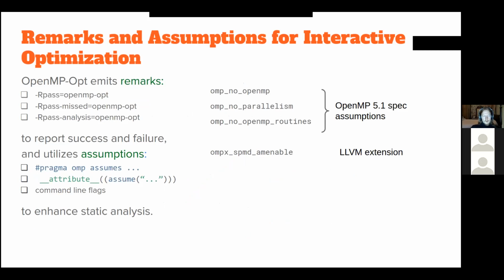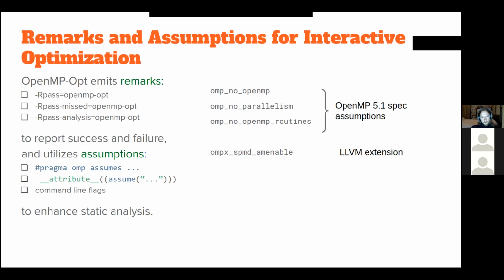For all of these optimizations, we wanted to provide the user with extra information using remarks that Clang provides. These remarks can indicate to users which optimizations succeeded, and if they failed, they can tell the user what they can do to assist the optimization, or the reasons it failed. And what users can do if there is a failed optimization is utilize assumptions. Assumptions were added in OpenMP 5.1, and they allow the user to give extra information to the compiler that will help with its static analysis.